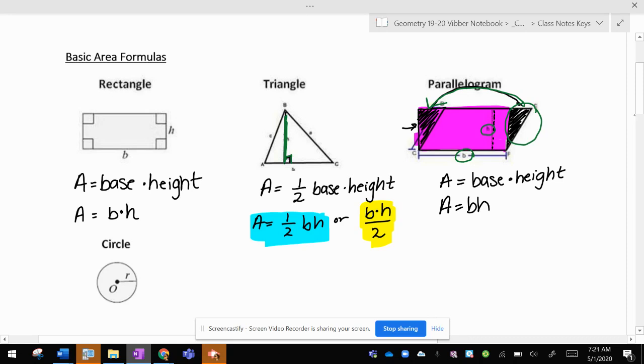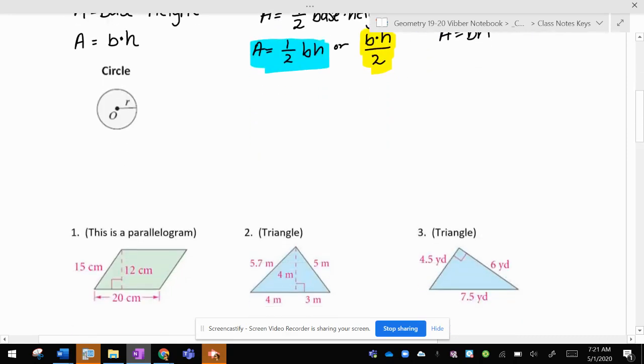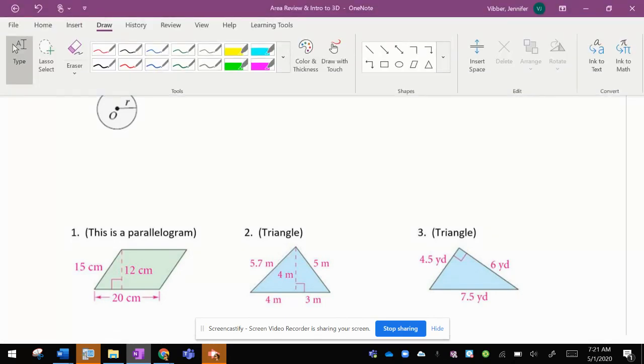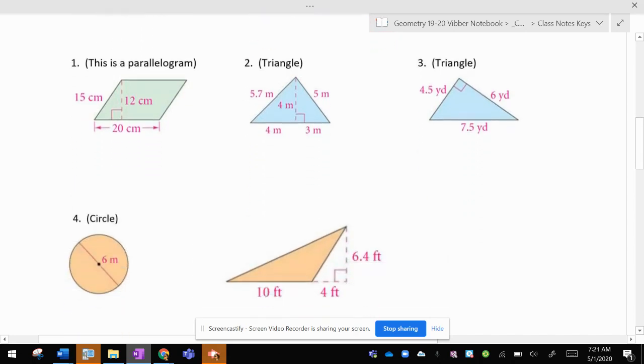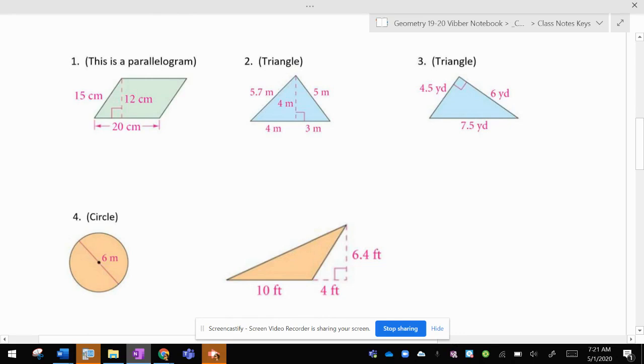All right. So now if we come down here, we've already talked about the area of a circle, and we've done so very recently. The area of a circle is pi r squared, pi times the radius squared. Now let's do some practice. If I look at number 1, it tells us that it's a parallelogram, and the area of a parallelogram is the base times the height. The base is 20, the height is 12. Remember, the height is not the slanty side, it's the perpendicular distance. So the area of the parallelogram is 20 times 12, which is 240.